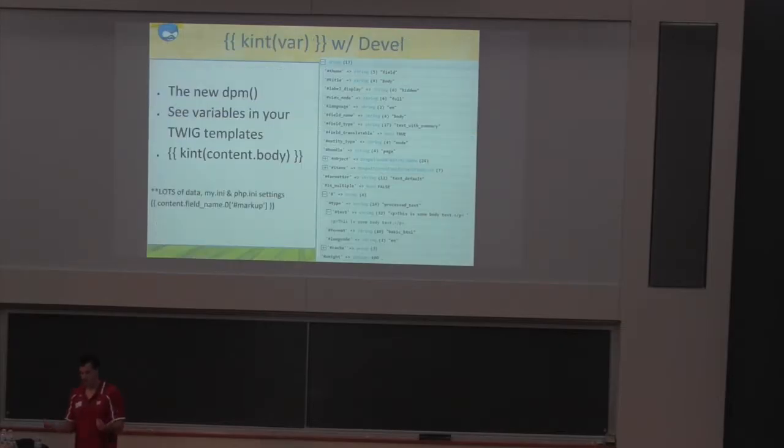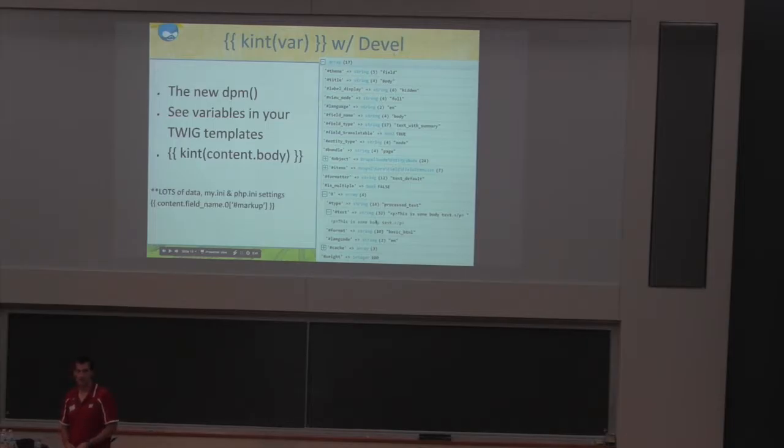Kint is the new DPM. So DPM was a function that would output variables. Instead of doing print_r or printf in PHP, you would use DPM, and then that would have formatted the variables for you and helpful information. Kint is the new one. So just Kint content.body will output information like this.